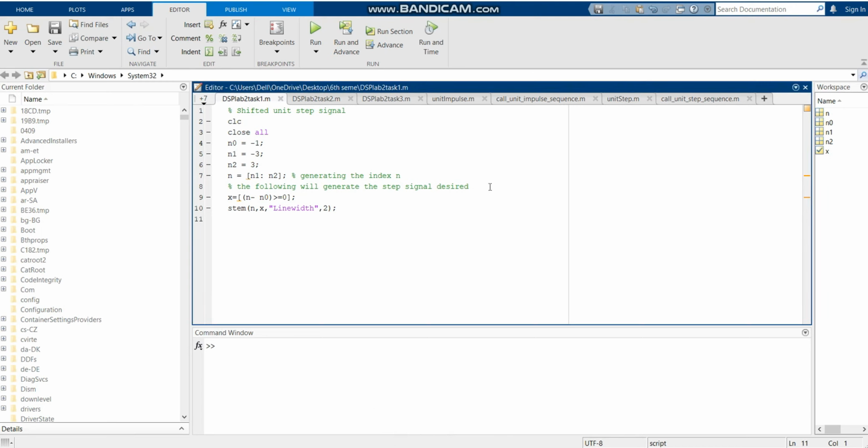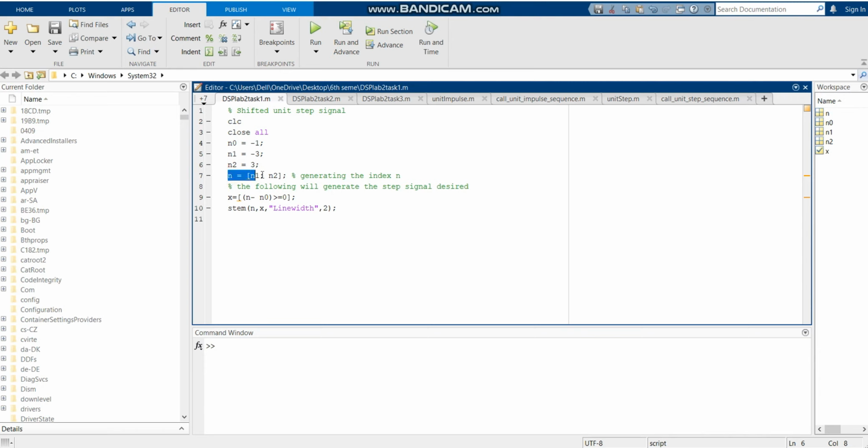Here we can see the clc command is used to clear the command window. The close all command is used to close all the existing figures in MATLAB. And n0 is basically used for the starting index of the signal. And n1 and n2 specify the range of the x-axis.